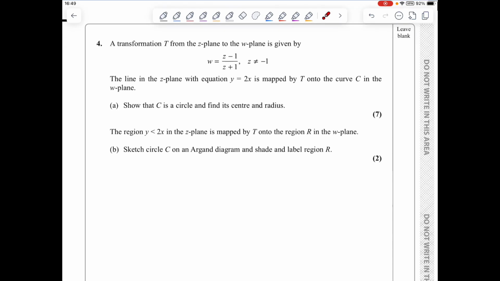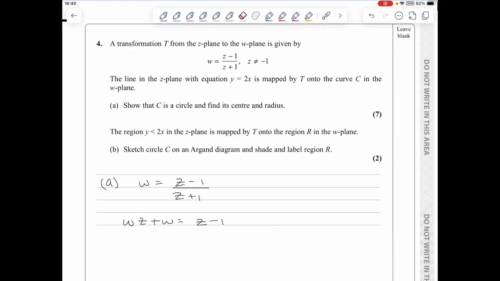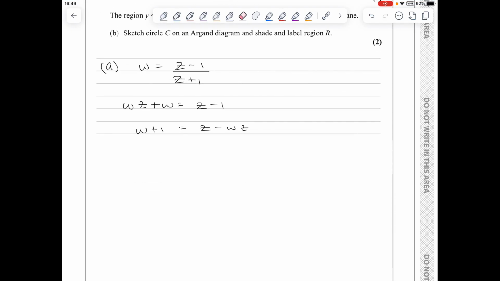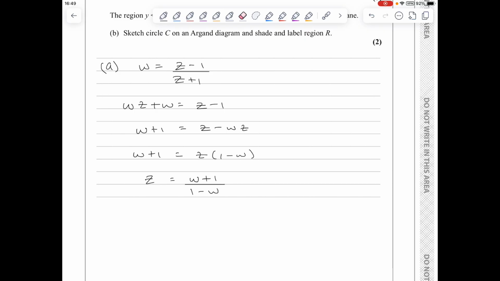For question 4, I'll start with this transformation and try and make z the subject. So let's cross multiply. zw plus w is equal to z minus 1. So if I collect all these z terms on the right hand side, I'll get w plus 1 is equal to z minus wz. Then I'll factorize the z on the right hand side. So w plus 1 is equal to z(1 minus w). And then to get z on its own, I will just divide by that bracket. So z equals (w plus 1) over (1 minus w).